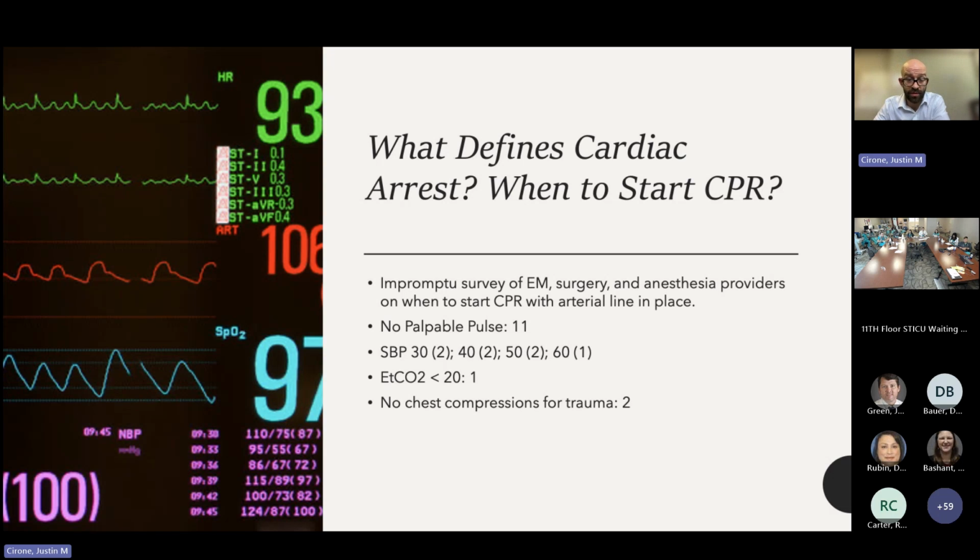And a couple people said no chest compressions for trauma, which again is great. Someone else also mentioned the diastolic blood pressure for perfusing the coronary arteries, which I think is also a fantastic answer. And again, none of these are necessarily right or wrong, but it shows you there's a lot of variability.